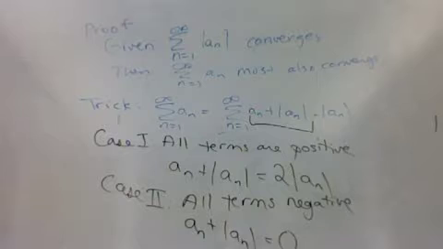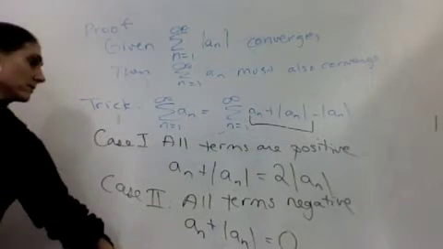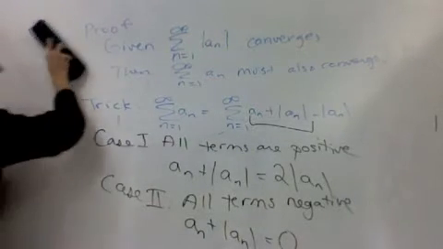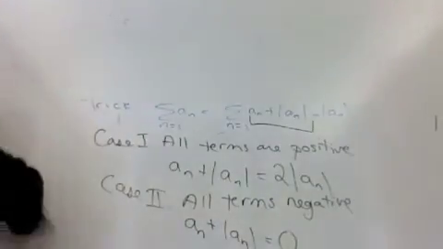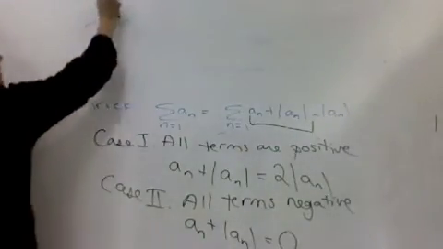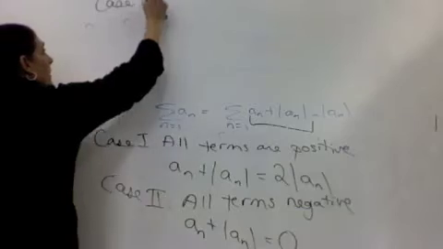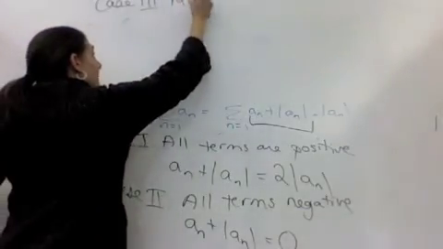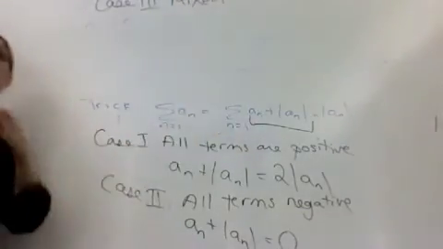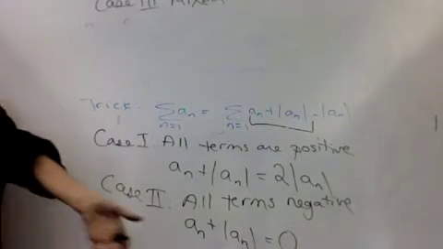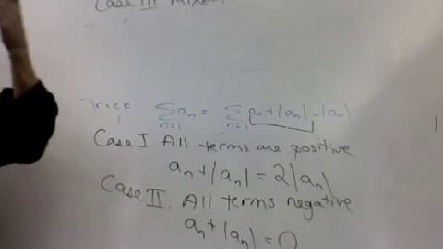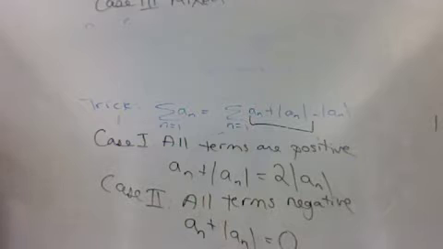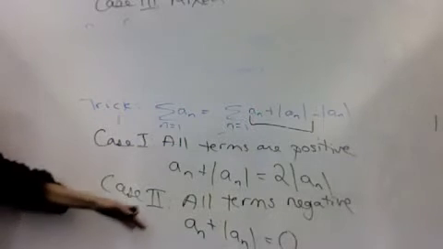Now, case 3, which I have to write. What if I have it mixed? Some negative, some positive, in no particular order. It could be positive, positive, positive, negative. Positive, positive, positive, negative, negative, negative. But let's just say it's mixed.